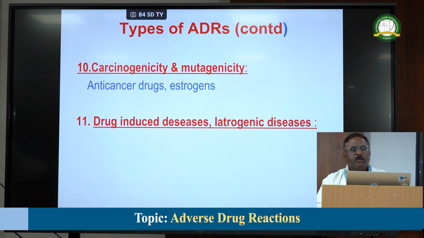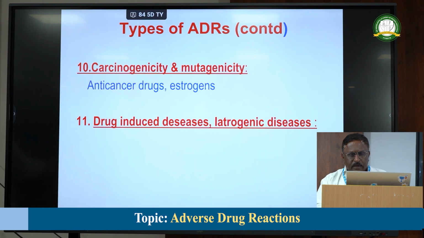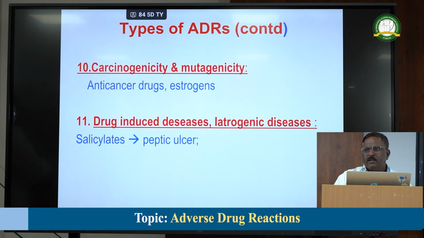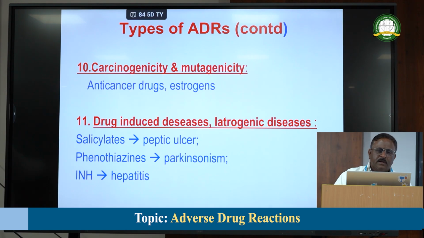Drug induced disease, which we call iatrogenic disease. So what is iatrogenicity? The doctors who prescribe should be aware of the common adverse effects of the drugs. Otherwise, if the patient comes with a gastric ulcer, already suffering from gastritis, and you prescribe salicylates, which can also cause gastritis and gastric ulcer, that is a problem. Salicylates can cause peptic ulcer. You can avoid that if you take a proper history about the drugs. Phenothiazines can cause Parkinsonism. INH, isoniazid, can cause hepatitis or liver related issues. These are some of the drug induced diseases, or iatrogenic diseases.